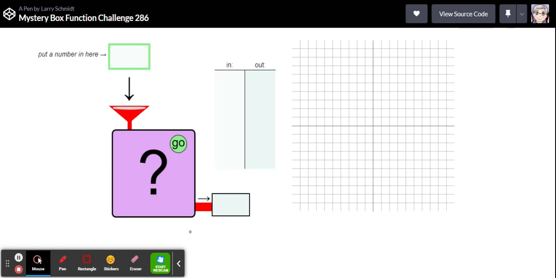Hello everybody and welcome to another mystery box function challenge. In the purple mystery box there is some math and your challenge is to figure out what it is. If you'd like to try this out you can use the link in the description, and when you've got an idea come on back and see if we get the same thing.